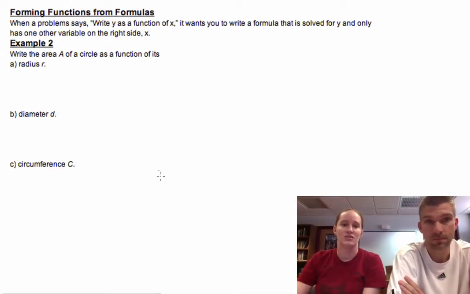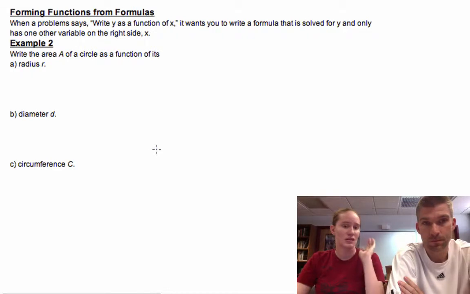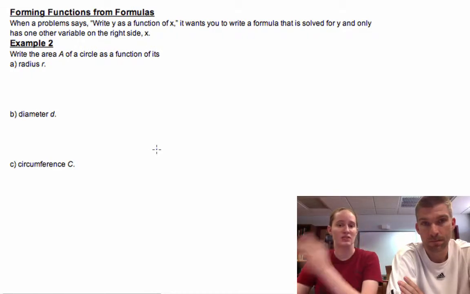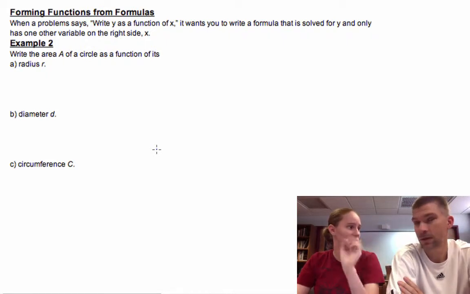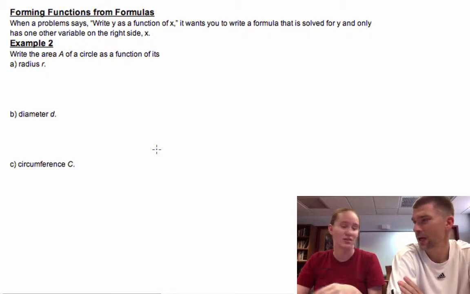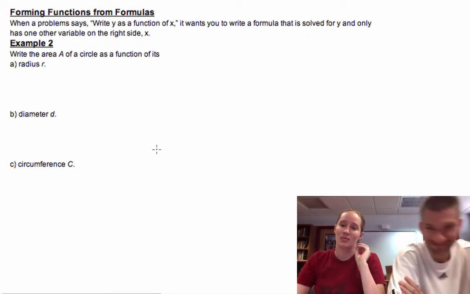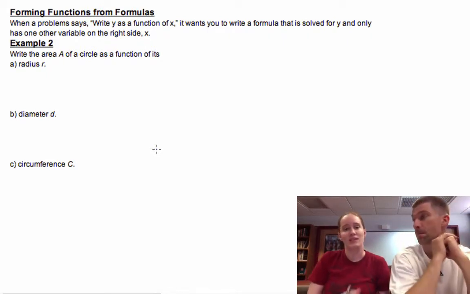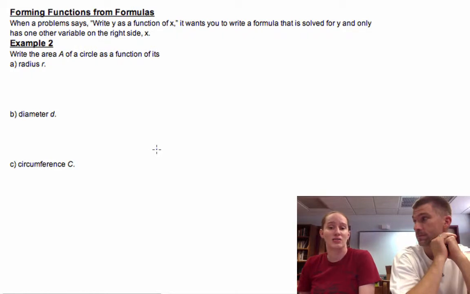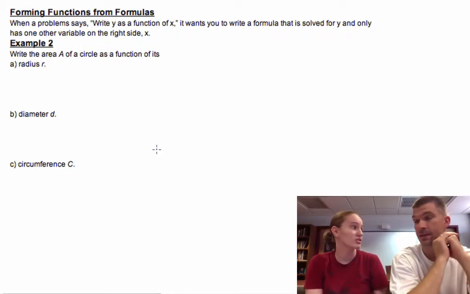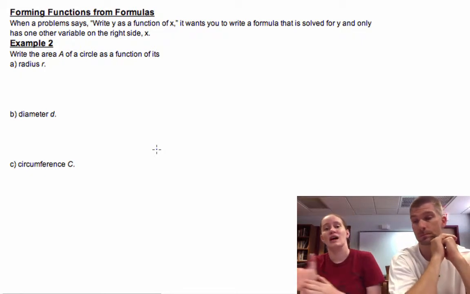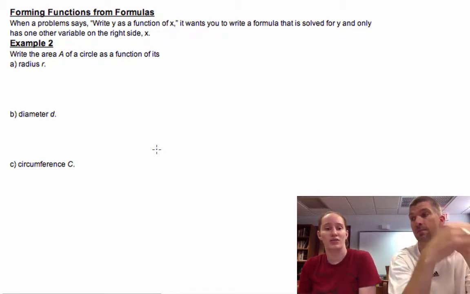So when a problem says write y as a function of x, it wants you to write a formula. It could be something else; y and x are just things. The point is, if it says write something as a function of something else, it wants you to write a formula that's solved for the first thing, and only has the other thing on the right side.